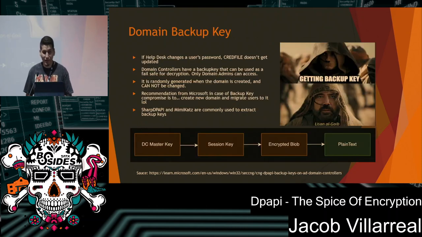But my favorite thing is the domain backup key. So at the beginning, I mentioned how the user's password is used to create that master key, and the master key is used for the session key, which is used for encryption and decryption. Well, on domain joined machines, it actually creates two master keys, which includes a backup key. So while it's making those blobs with the user's password, it's also encrypting it with the public key on the domain controller. So the domain controllers have their own private and public key specifically for the DPAPI.